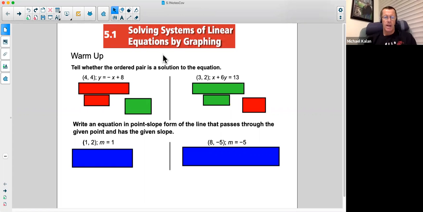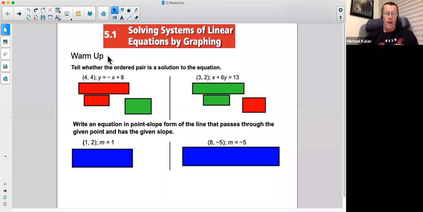All right, but let's go ahead and just warm up. So go ahead and do these 2 problems. The directions say, tell whether the ordered pair is a solution to the equation. So I'm sure you know what to do. You're going to plug in the x coordinate for x and the y coordinate for y. And if the 2 sides balance, then you know it was a solution. So try those.